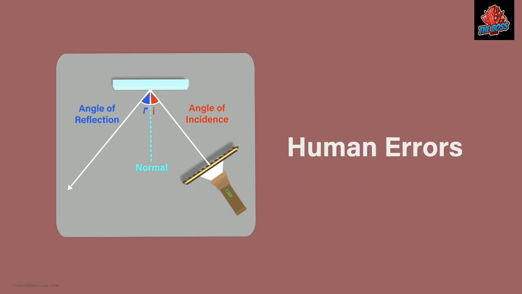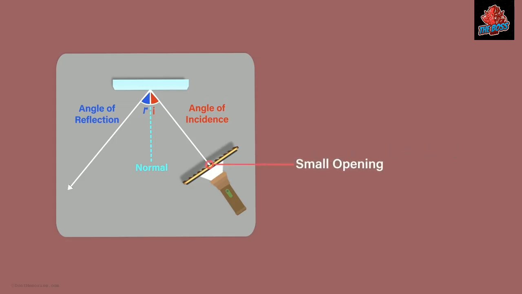It also depends on narrowness of the light beam. Narrower this beam, more accurate will be the results. And this is the reason why we are passing a light through the small opening of the comb. Only a narrow beam of light from the torch passes through the small slit. This minimizes the error in the measurement.